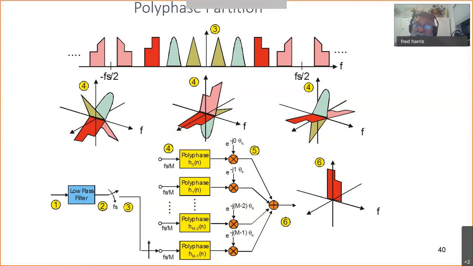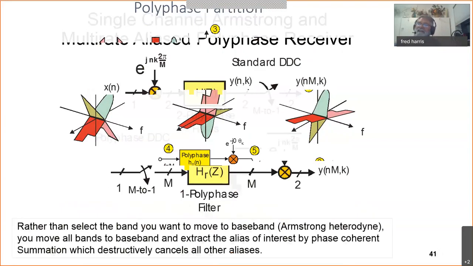The fact that you can destructively cancel all the aliases except one, and it doesn't matter which one you select, whichever rate of rotation you select here, that's the only one that survives. And since I can extract any of them, it means I can extract all of them. That's amazing. This filter can now extract all the signals of interest with one filter, allowing all the terms to go to baseband, and only the phase rotators after the filter do the extraction of the channel of interest.